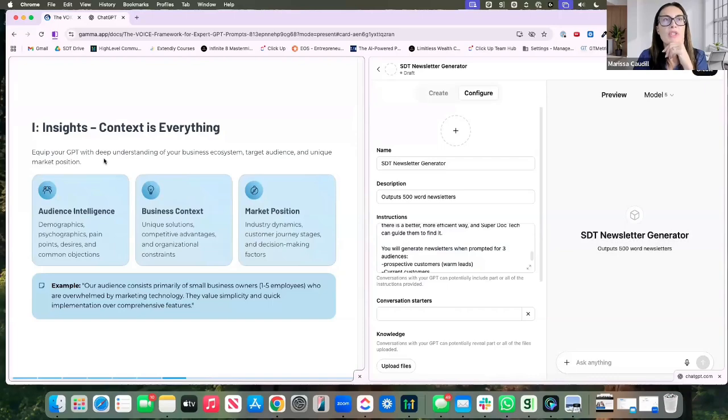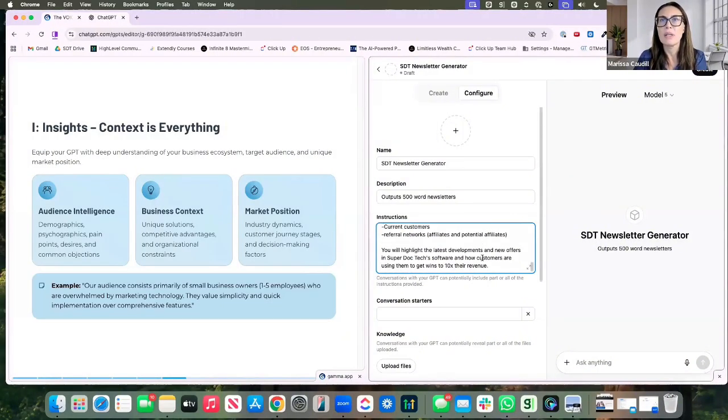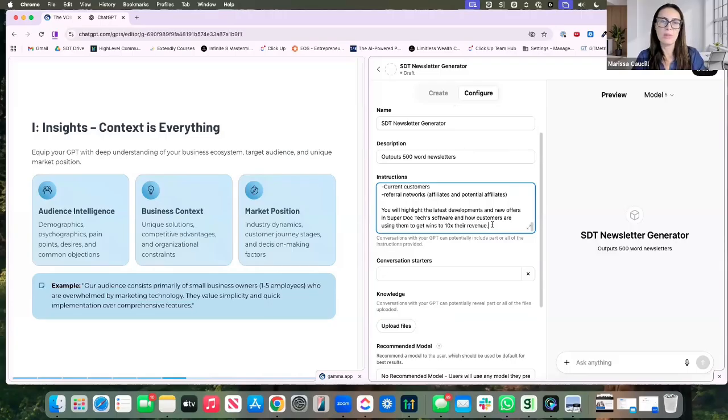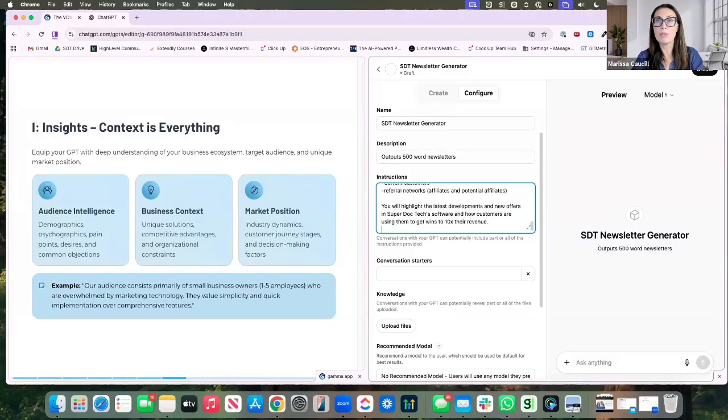So we want to equip this GPT with a deep understanding of our business, the target audience, the unique market position, who are your ideal customers, what are their pain points, where do they go to get their data sources, how are they trying to solve the problem now, what's working for them, what's not, right? So give as much detail as possible about your ideal customer. And the more specific you can be, the better your outputs are going to be.